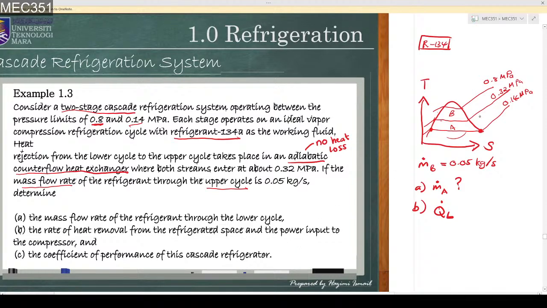Now we have two systems, so we will have two compressors. So the work dot net in, you should total up the net work in A and work in B.